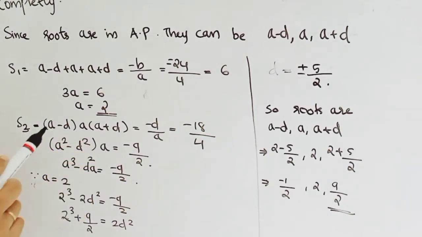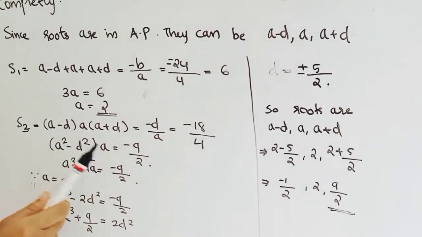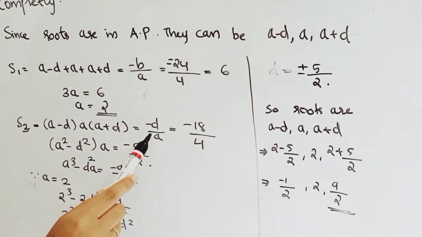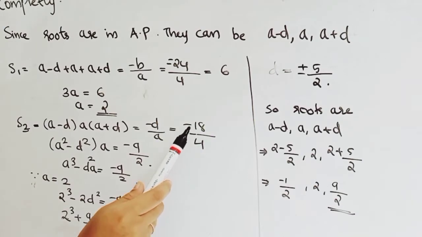By considering a minus d and a plus d, we can say that it is a minus b into a plus b, that is a square minus b square. We have learned this in our lower classes. So a square minus d square into a, that is a cube minus d square into a, is equal to minus 9 by 2. Here minus d by a is minus 18 by 4. So minus 18 by 4 can be cancelled as minus 9 by 2.